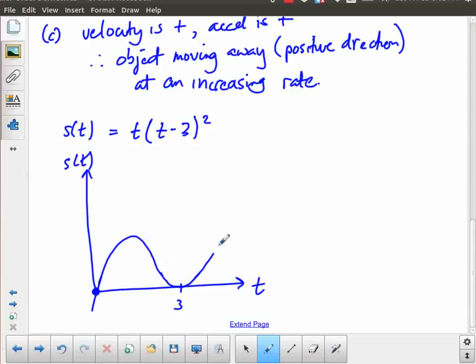And now this part goes up and up and up. And so there you can see at t equals 4 seconds, not only is it moving away from the t-axis, but it's going to get steeper and steeper and steeper, which means it's going to get faster and faster and faster as it moves away.